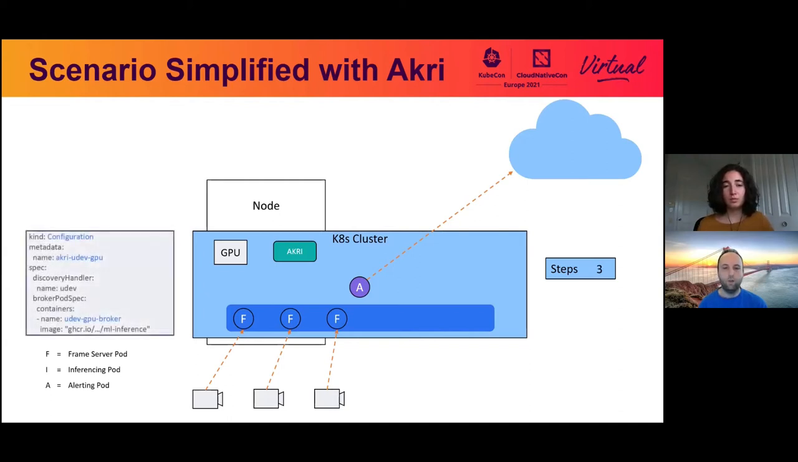Next, we need to take advantage of the GPU. We need to do the inferencing. So similarly, we can use Akri, in this case, our UDEV discovery handler, to detect the GPU. And when a GPU is detected, deploy the inferencing pod.